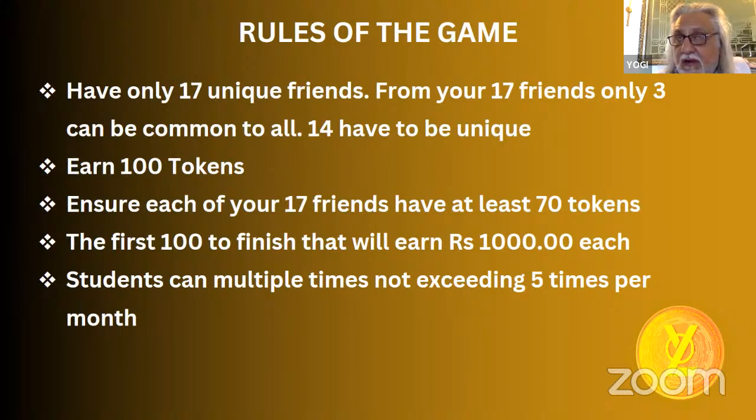Get a lot of friends who are not like you. Somebody's an actor, somebody's a singer, somebody's good at something else. Get those 17 friends. You don't have to choose them, they'll come to you eventually. But for the time being, start collecting your friends, because those 17 friends and 100 unique tokens will earn you 1,000 rupees. Students can multiply, can earn multiple times.